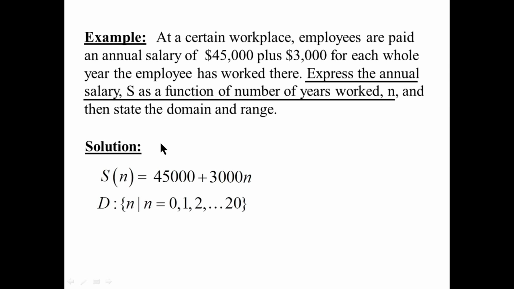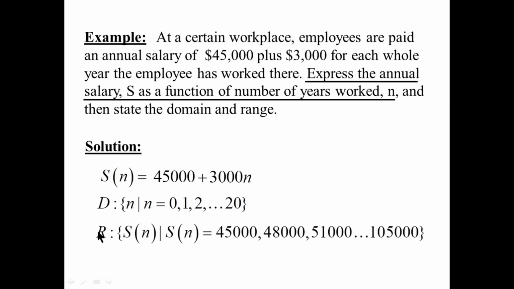While the range is the Y values, but Y is S of N. It kind of reminds you of f of x, which we know to be Y. So the range is the set of S of N. It's the set of S of N such that S of N is 45,000, if N is 0, 48,000, 51,000, and so on up to when N equals 20. Plug it in there, and we have the top of our range.